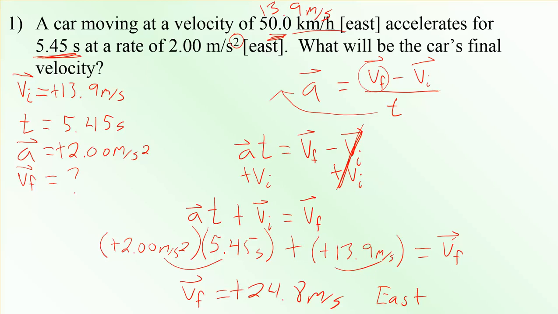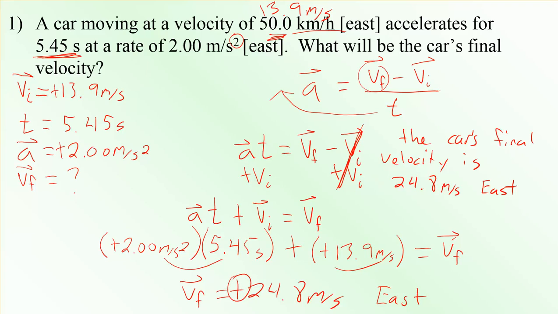So there's my answer. Last thing I would like you to do on all questions, I'm just going to write it over here, is write out a sentence for me. So you're going to say, the question was, what will be the car's final velocity? Just write out the car's final velocity is 24.8 meters per second east. And I know it's east because it had a positive sign at the end. Okay, and that's how you do these style of questions. I'll have more to come.